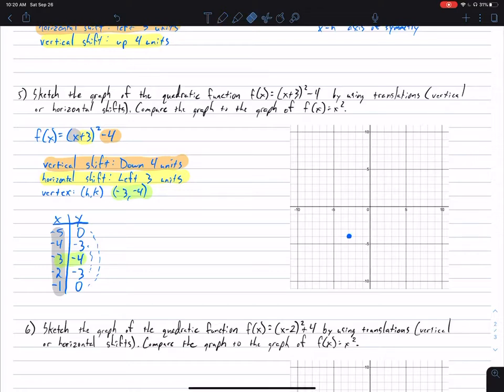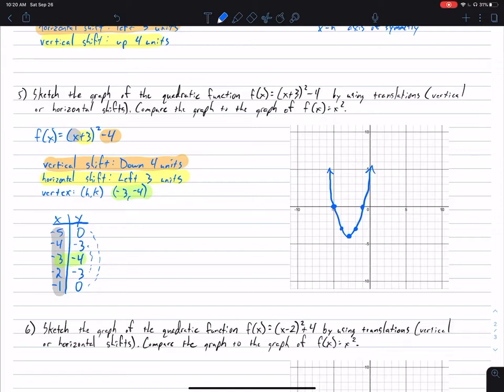-5, 0. -4, -3. -3, -4 we already have. -2, -3. Again, it's nice to see that we're starting to show a reflection in a curve there. And then -1, 0, which should be the mirror of that -5, 0 point. We're going to draw ourselves a little sketch of our parabola. And we're done.